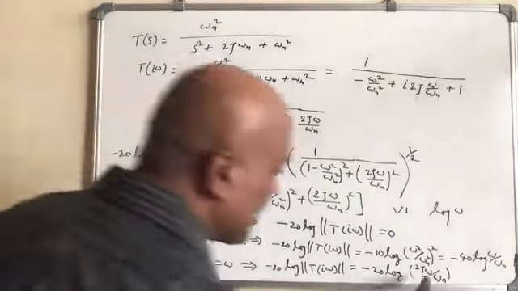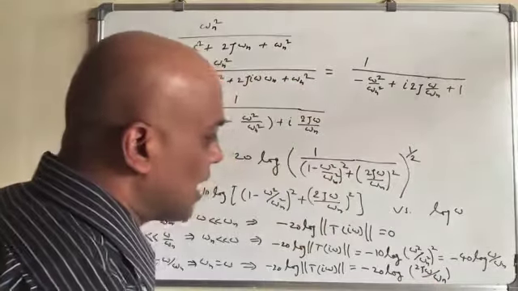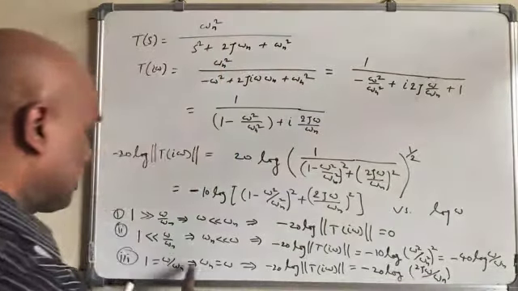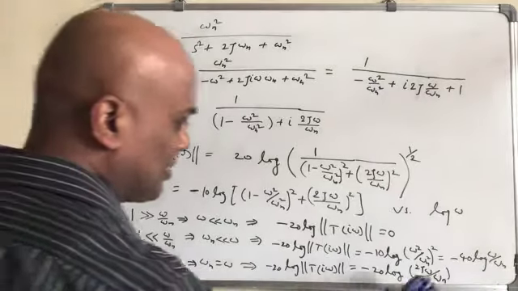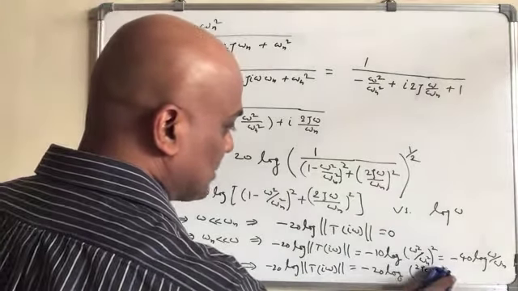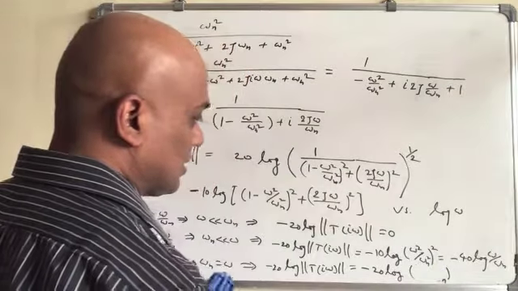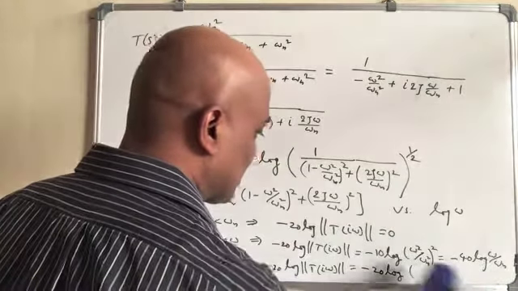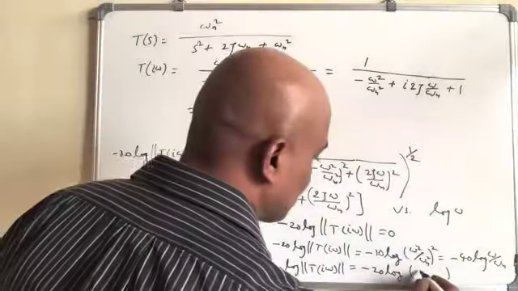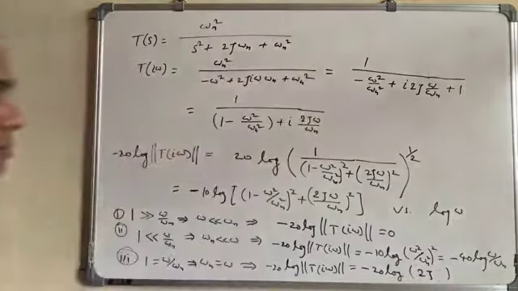One thing we missed: here omega over omega n, omega equal to omega 1 basically. So in that case this will not be there, right? So we have just 2 zeta, that's it.